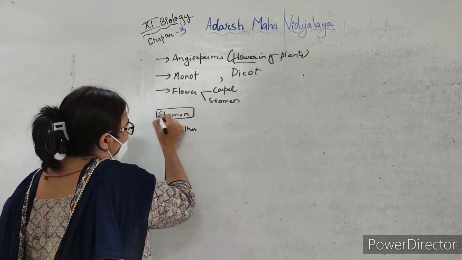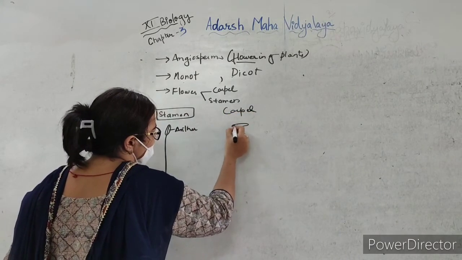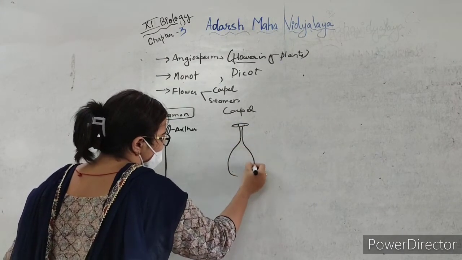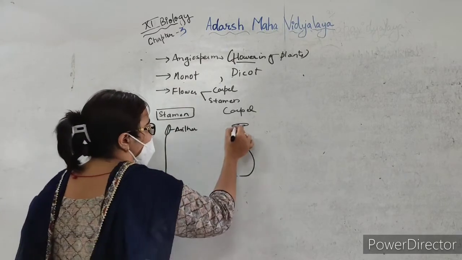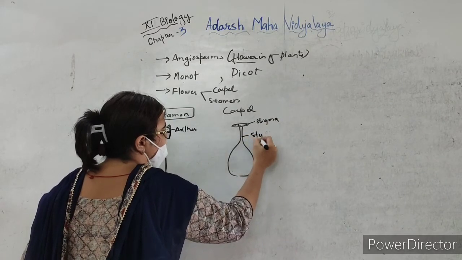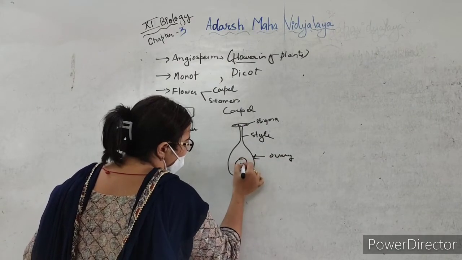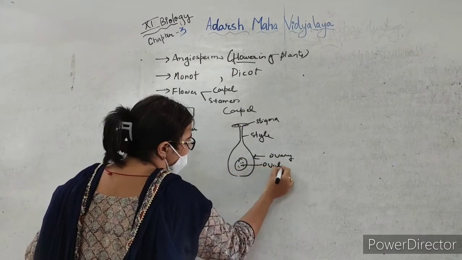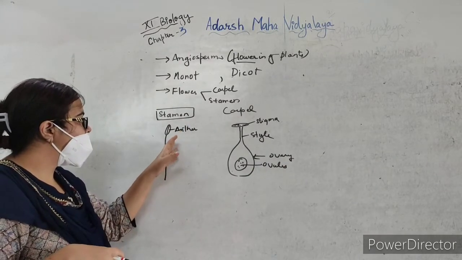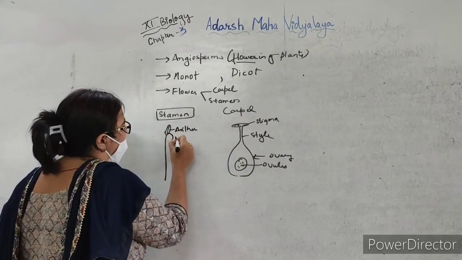And in the carpel you will have this structure. This is the stigma, this is the style, and this is the ovary, and inside that we'll find ovules, which contain the eggs. Inside the ovule we'll find the egg. Now this is the anther, the stamen structure, and this is the carpel structure. Here pollen grains will be formed.